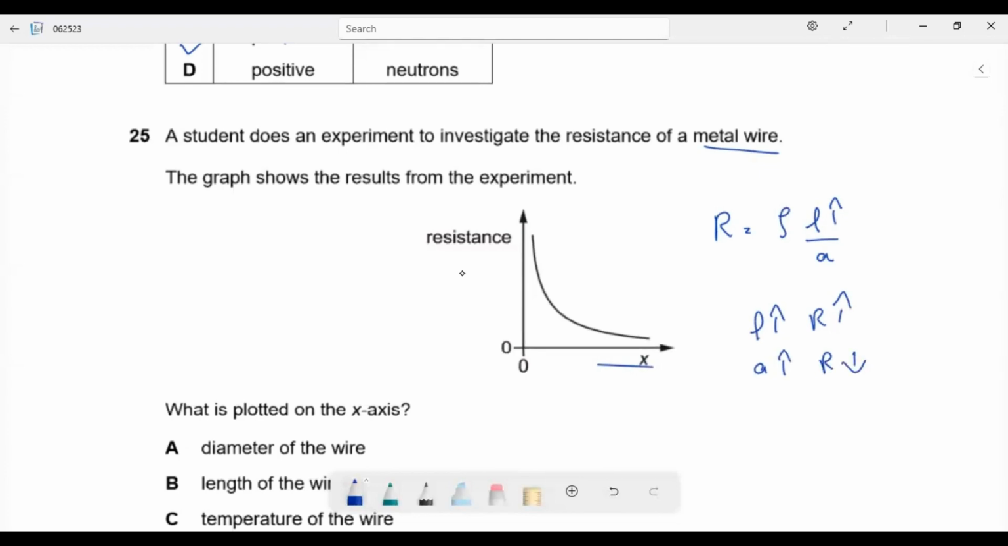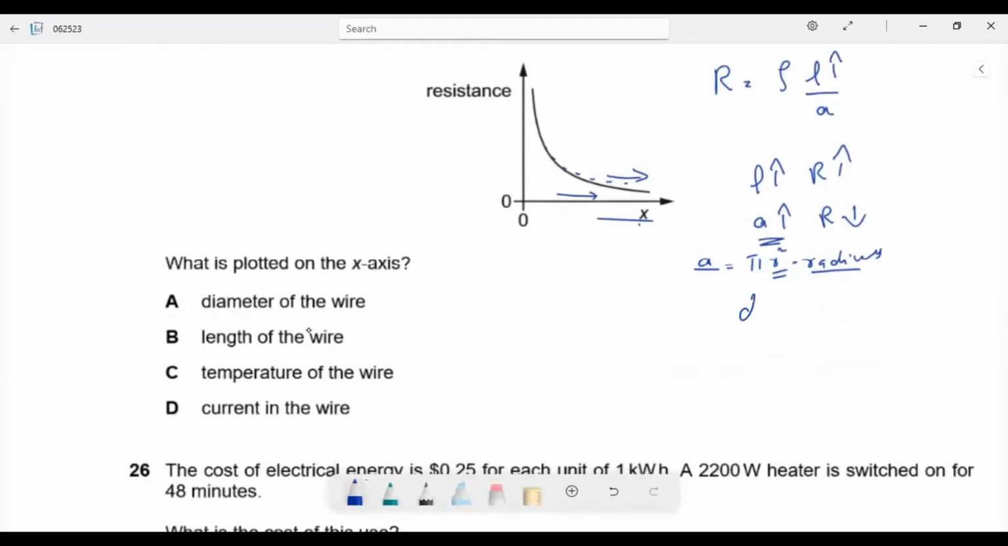Here we can see as the factor x is increasing in the x-axis, the resistance is reducing. Resistance gets reduced, so the x will be A, area. How are we finding the area? That is pi r square with the help of radius. Here the parameter radius is not there. Instead diameter is there. So the related parameter is diameter. So the right answer is A, diameter of the wire.